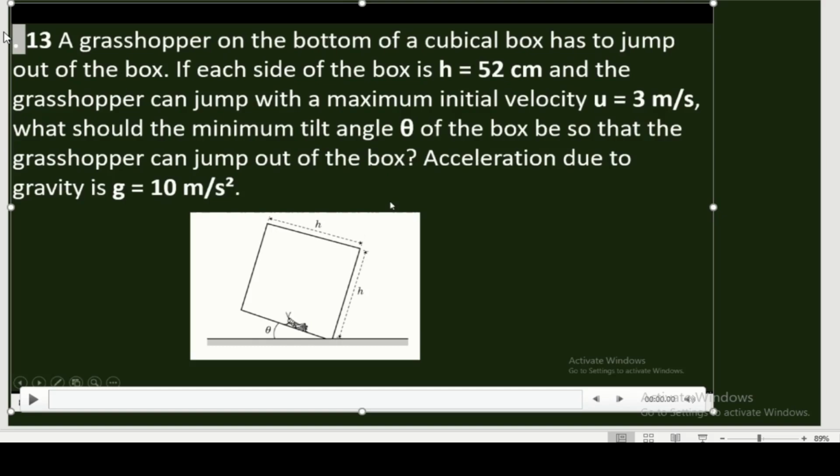At first glance, this looks like a simple projectile problem. A grasshopper jumps, the box is tilted, and we have to find an angle. But there's a hidden idea in this problem that many JEE Advanced students miss.